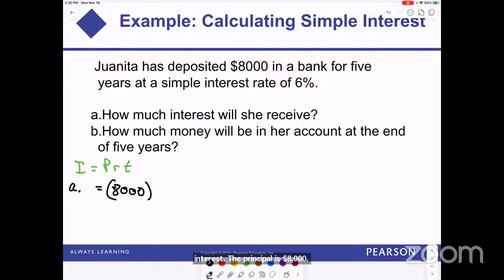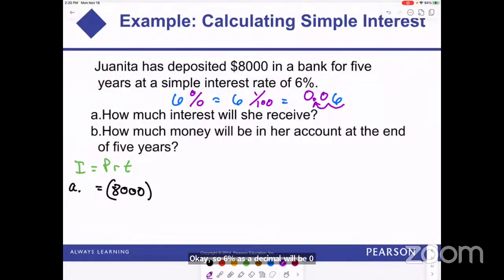The rate is 6%. Again, we need to write that as a decimal. The percent symbol, you can look at as per 100. So 6 is basically saying 6 divided by 100. So we move the decimal to the left 2 spaces. So 6% as a decimal will be 0.06.